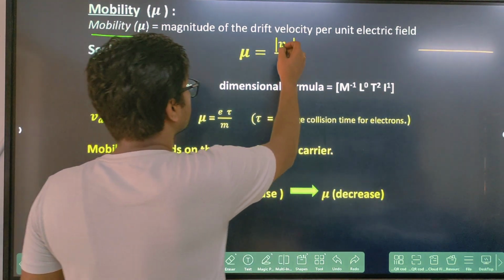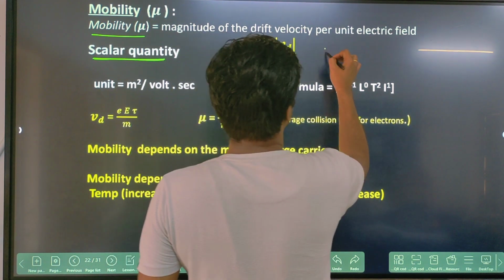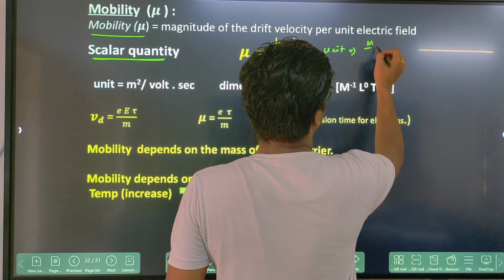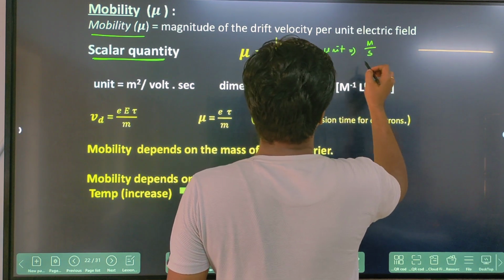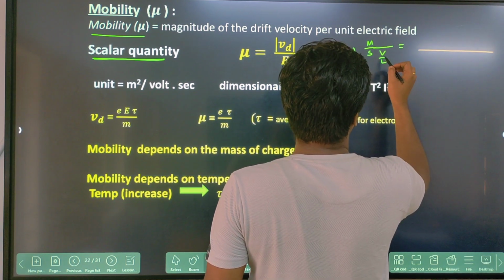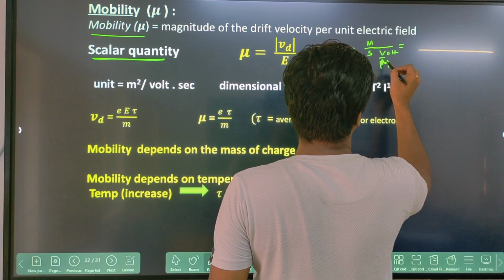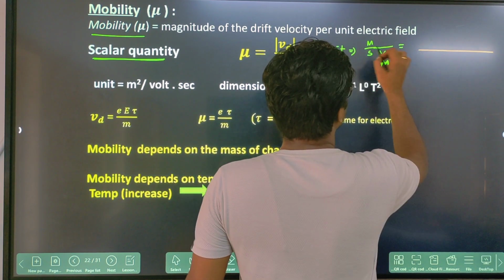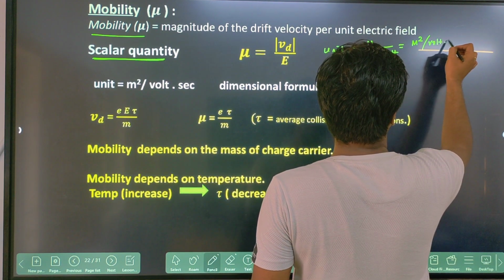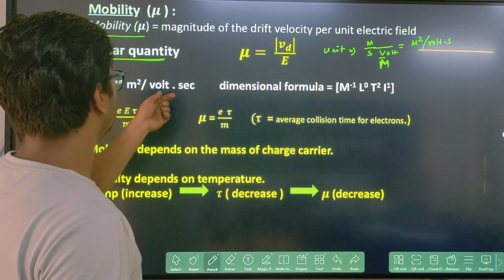If I write the unit here, Vd is the drift velocity, so this will be meter per second. And the electric field can be written as V by L, or volt per meter, right? So this will be meter square divided by volt into second. So the unit will be meter square per volt into second.